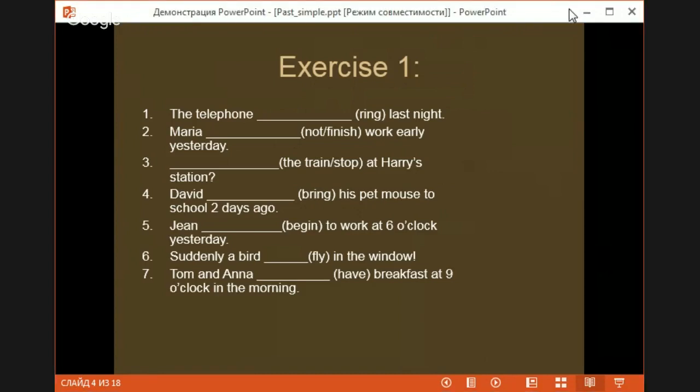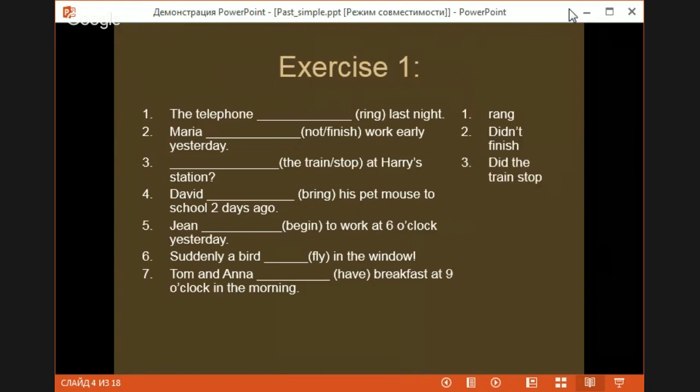Okay, guys, I hope you have had enough time to do the exercise. Let's check the answers together, shall we? So, number one, the telephone rang last night. The second form is rang. The next one, Maria didn't finish work early yesterday.